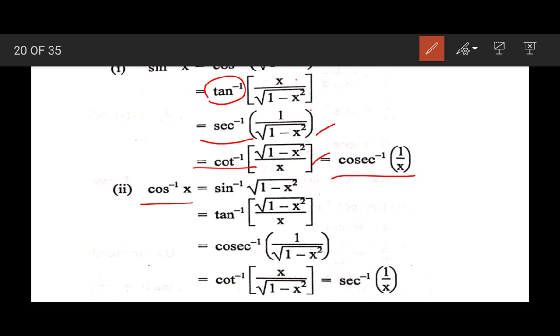Then cos inverse x is equal to sin inverse of under root of 1 minus x square. Cos inverse x in terms of tan inverse is root of 1 minus x square upon x. Cos inverse in terms of cosec inverse is 1 upon under root of 1 minus x square. Cos inverse in terms of cot inverse is x upon under root of 1 minus x square, and that is also equal to sec inverse 1 upon x. Okay, so that is property 7.